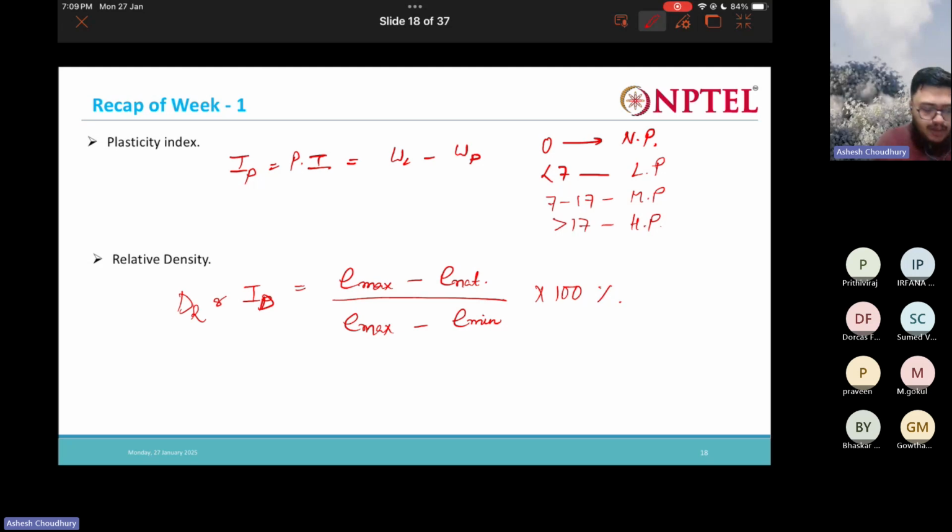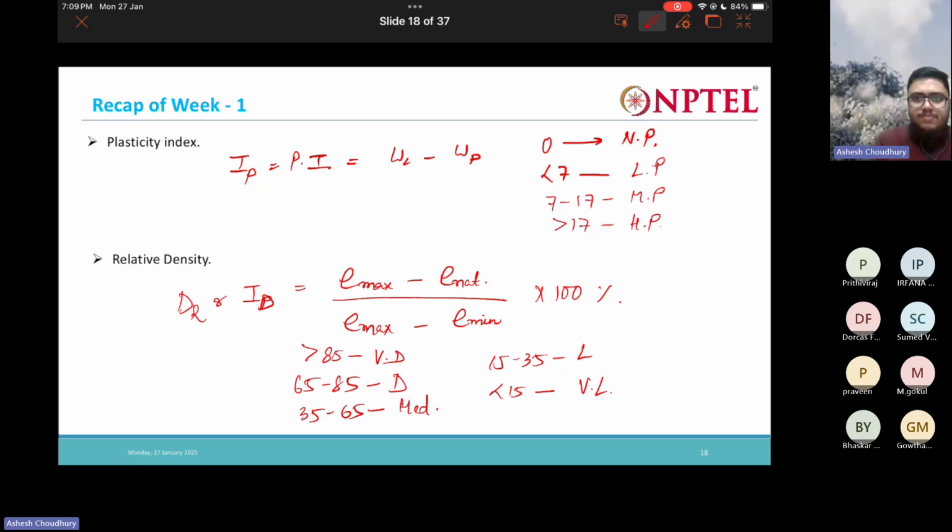Relative density greater than 85% means very dense. Then 65 to 85% means dense. Then 35 to 65% means medium dense. 15 to 35% means low dense, and less than 15% means very low dense.